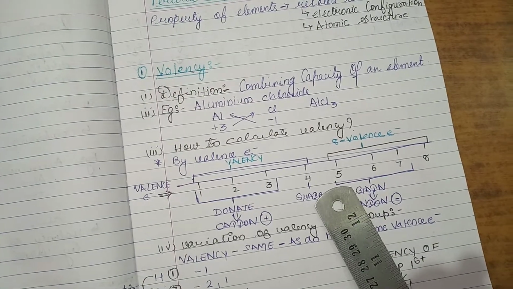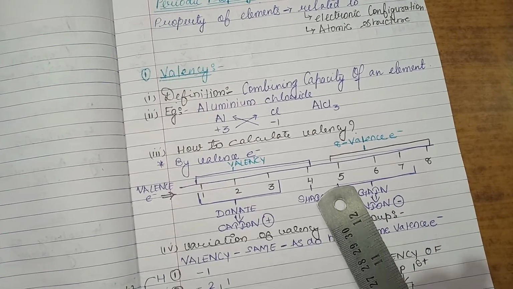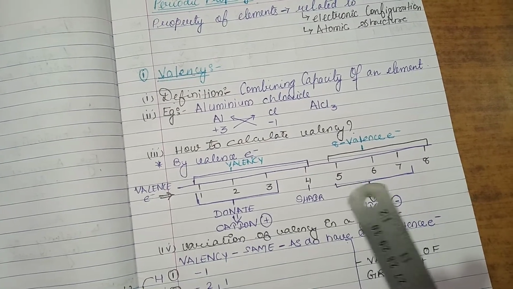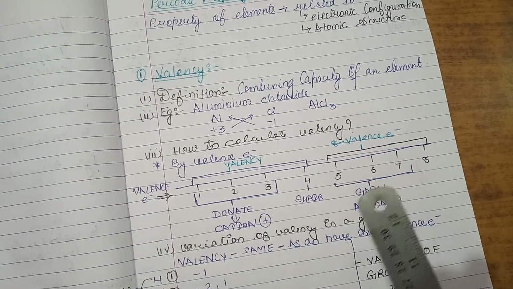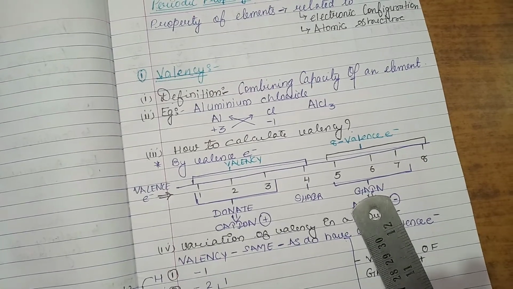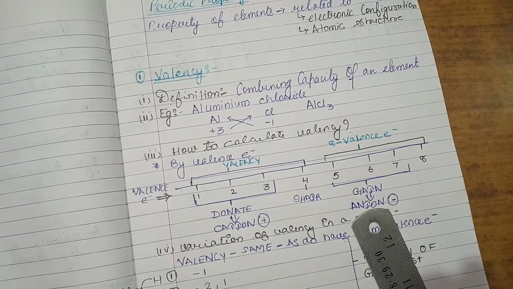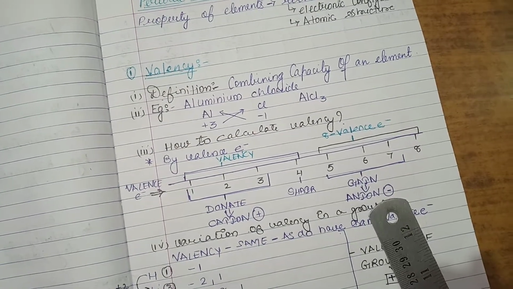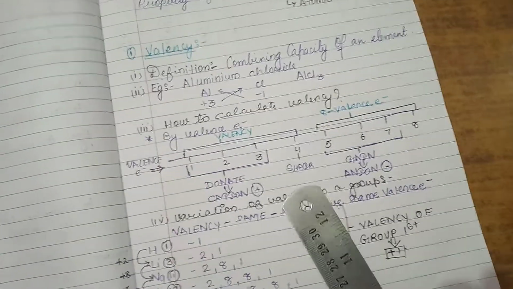Meanwhile, if an element has more than 4 valence electrons, that is, it ranges from 5 to 7, it has a tendency to gain electrons and is said to be an anion, represented by a negative charge, and is non-metallic in nature.